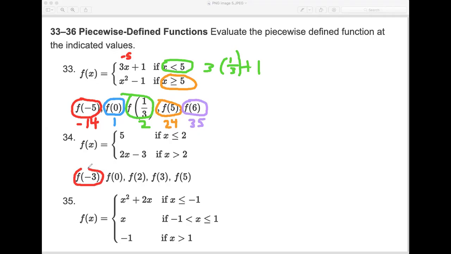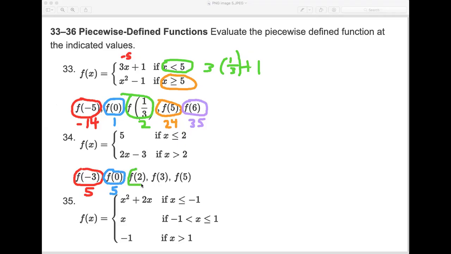F of -3. Okay, so that's this one, where -3 is less than or equal to 2. That just says 5, so that's like a flat line. So there's no computation. You don't actually plug it in. The answer is just 5 for that one. So f of -3 equals 5. F of 0, that is less than or equal to 2. Again, no computation. It's just 5 because there's nothing to plug in.